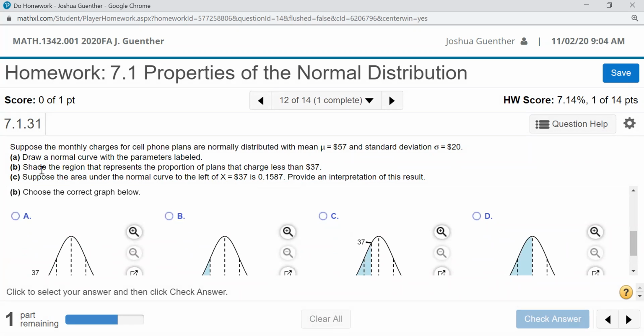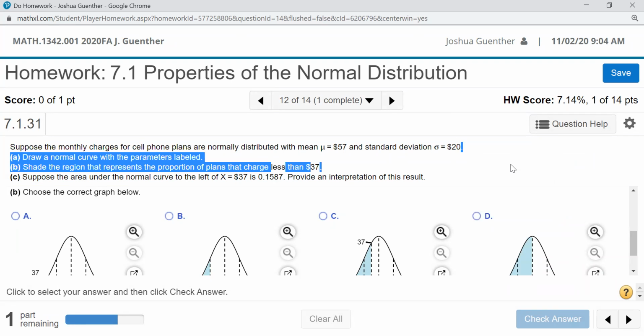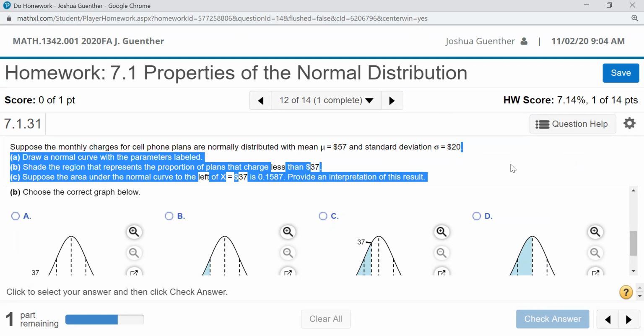Shade the region that represents the proportions of plans that charge less than $37. Let me see if I can change this. Come on, you can do it, touchpad. Have ye no faith in me? It just doesn't want to.